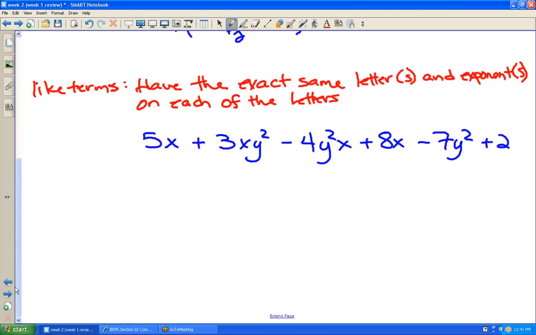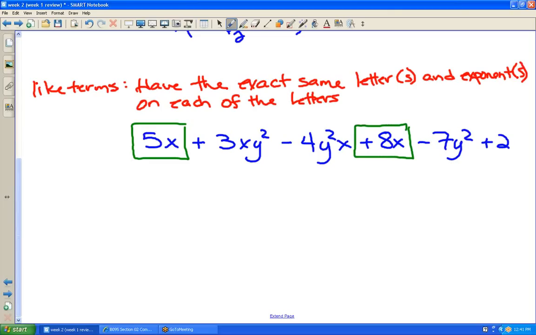So whenever I'm looking for like terms, I always start from the left, just like everything else. If I jump around, I will lose something. So I'm looking at my first term. With this term, what are my variables? In this case, it's x. So I'm looking for something that just has an x. So I look at the next term. This has an x, but it also has a y squared. So it doesn't match exactly the letters and exponents as the first term. The next term has a y squared and an x. So it doesn't match the number of letters as the other term. And then I have the 8x, which does match because it only has an x, and it's the same as the first one. So I'm going to mark that the same way.